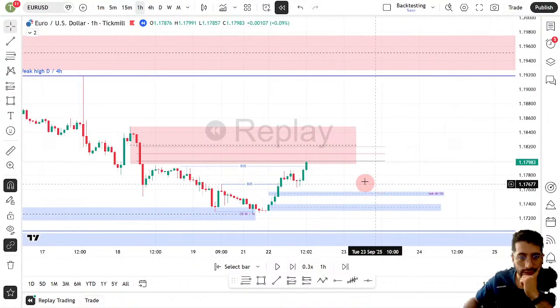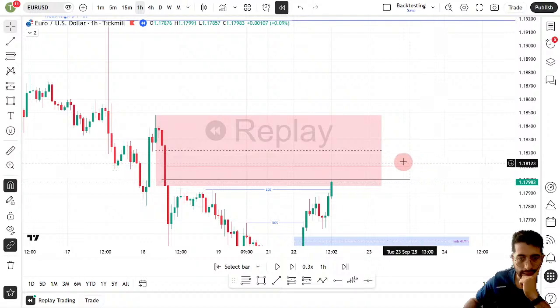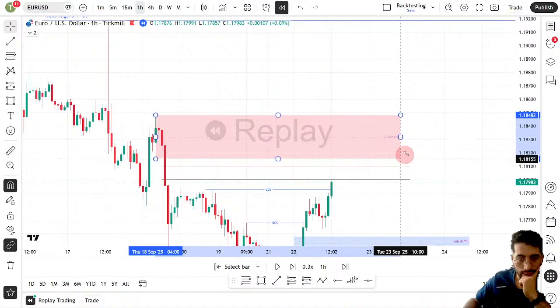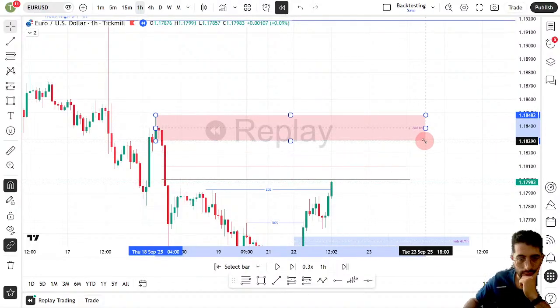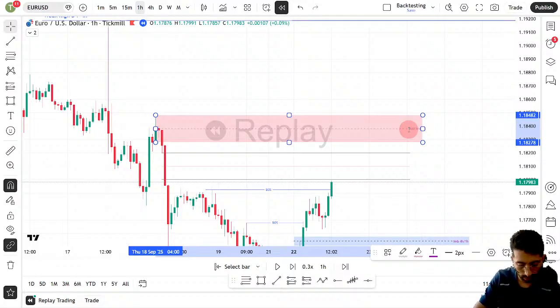Let's refine this order block in the 1 hour time frame. We already got this imbalance, which is what we're going to use now, and we got this order block. You can see the order block is this green candle. So this is an order block in 1 hour. So this is an order block of 4 hours refined to 1 hour. Perfect.